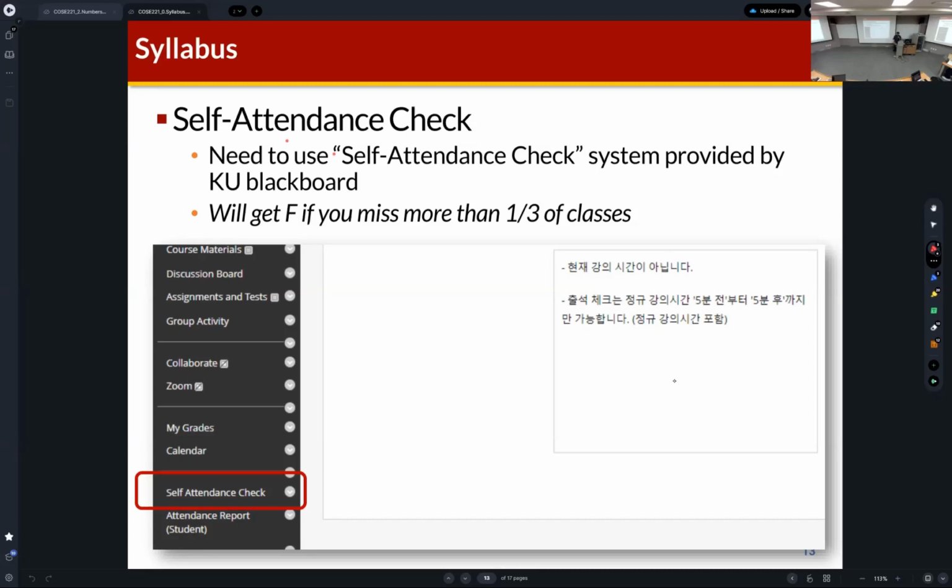문제가 아닌데. I cannot resolve the Blackboard issue, unfortunately. 안 돼요? 지금? 체크. 지금 안 돼요? 체크가? 액세스가 안 돼요? 아, 그래요? 오케이.